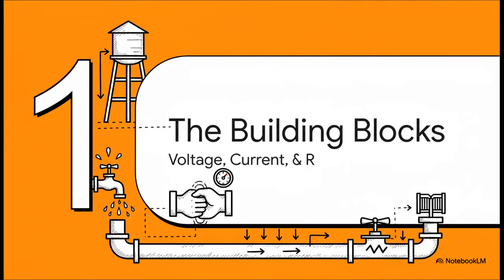Okay, so to really speak the language of electricity, you need to know its three core words. These are the absolute building blocks that define everything: voltage, current, and resistance. So let's tackle them one by one, using our water pipe analogy.